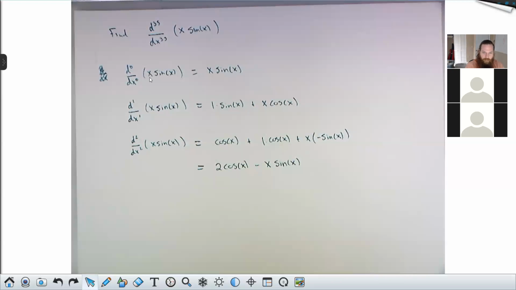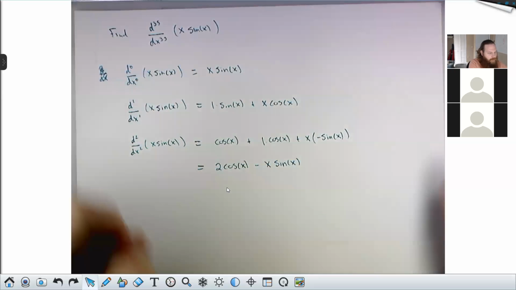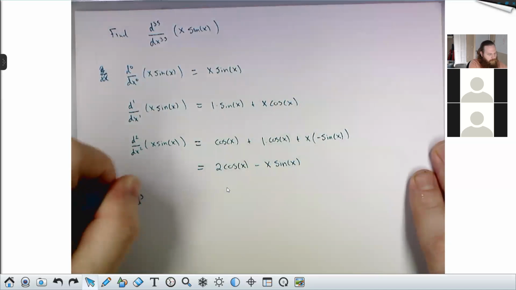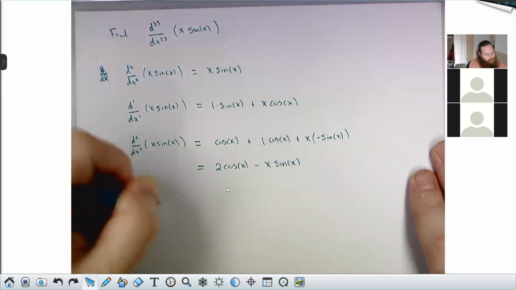And you notice something kind of interesting happening, right? We tend to have an x sine x or an x cos x piece lingering at the end here. And then I've got 0 sine x, 1 sine x, 2 cos x. There's a number counting up over there. Let's look at the third derivative.